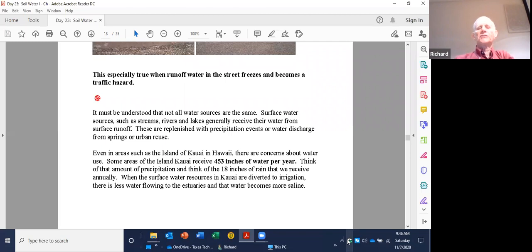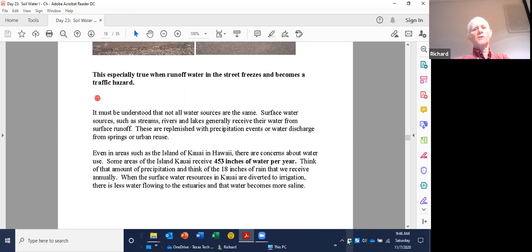Even in areas such as the island of Kauai and Hawaii, there are concerns about water use. Before the pandemic hit this year, my wife and I went to the island of Kauai. In Kauai in Hawaii, there's some areas that receive 453 inches a year. Think about that. We get 18 inches. They get 453 inches.